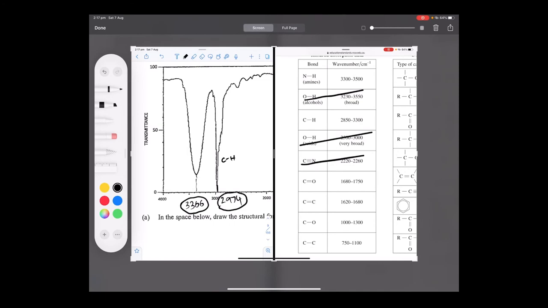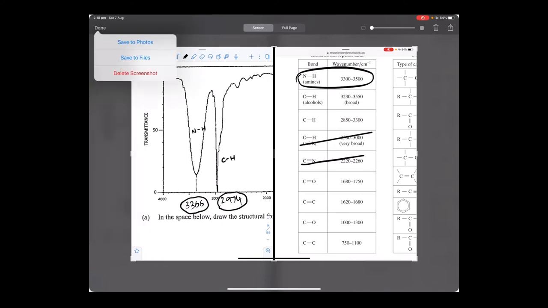What would the 3366 potentially represent? Could it potentially represent the NH? Yeah, good. 3366 could represent the amine group. Anything else? So what's your final answer, Kushal? Is this an amine group here? Yeah, I believe it's an amine group.